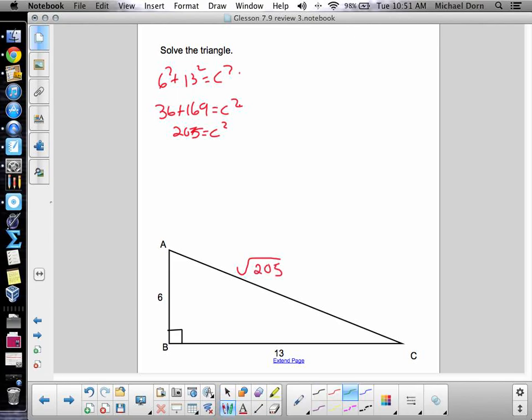Not done yet, though. I need to find my angles. Which angle would you like to find, A or C? You have a choice. A, all right? Kind of unanimous on that A thing there. Impressed. All right, so if we want to find angle A, which function are we going to use, sine, cosine, or tangent? Tangent. We would not use the root 205 just in case we made a mistake there. So tangent of A is 13 over 6. Which we could approximate as a decimal to 4 places. That's 2.1667.